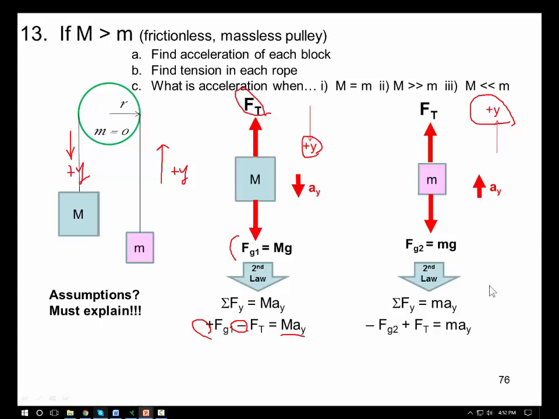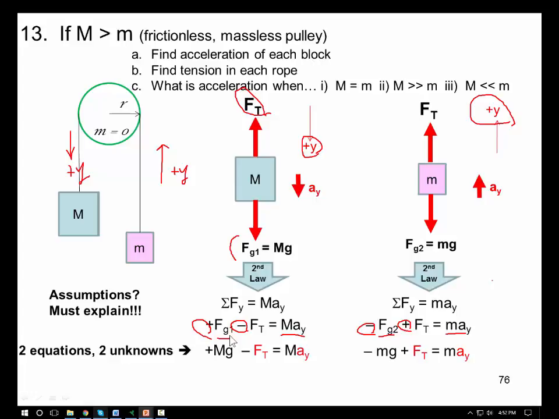On the right situation, the gravitational force is actually downward in the negative direction, and positive for the tension force equals m a_y. We'll do a substitution for gravity, F_g equals mass times gravity, for both of these. You have to be very careful with your capital and small m's. And what we end up with is two equations and two unknowns. Our unknowns are a_y and F_T, just as we saw with the half Atwood situation.